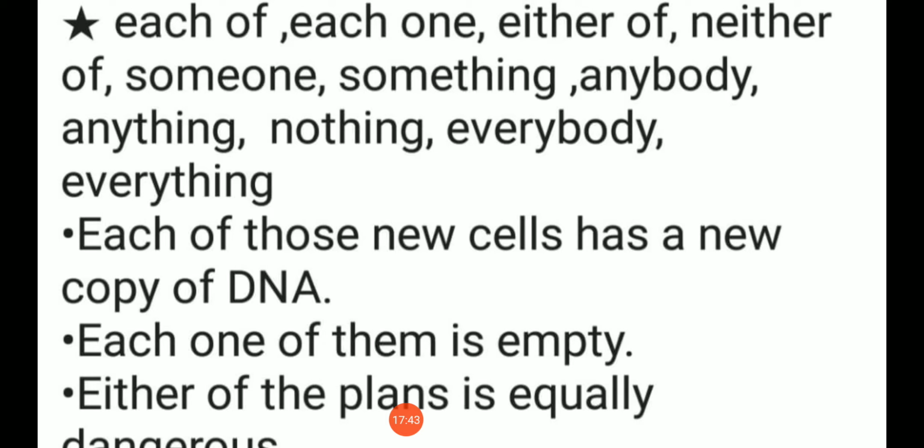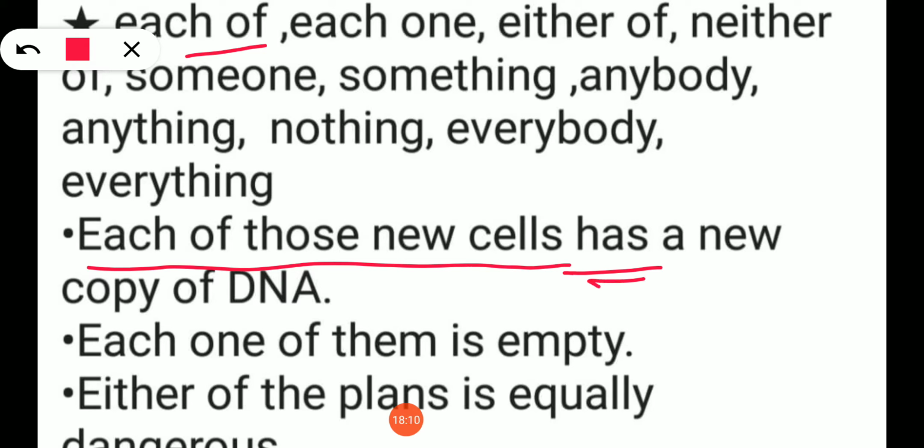So the next ones are each of, each one, either of, neither of, someone, something, anybody, anything, nothing, everybody, everything. Here also I have given you one example each. The first one is each of. Each of those new cells has a new copy of DNA. Here the subject takes a singular verb, has, and a new copy of DNA answers the question what, so it is the object.